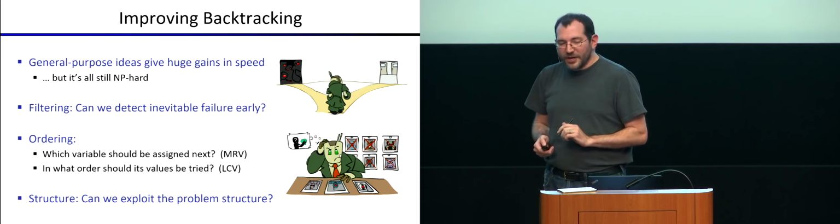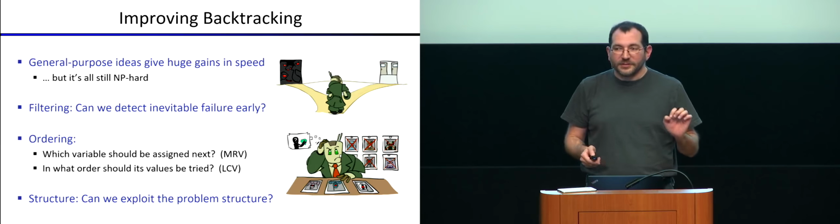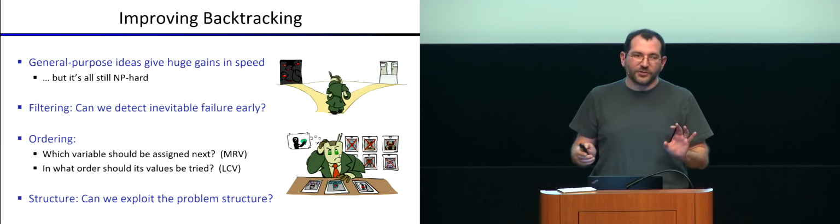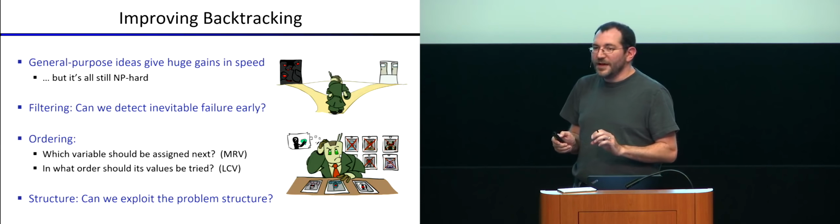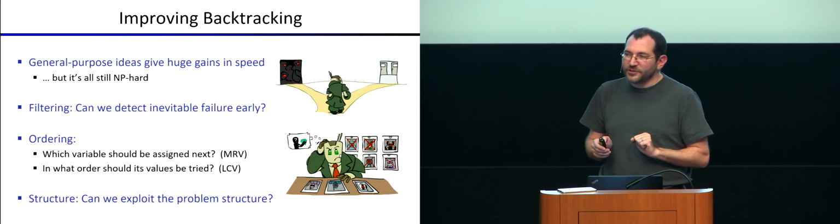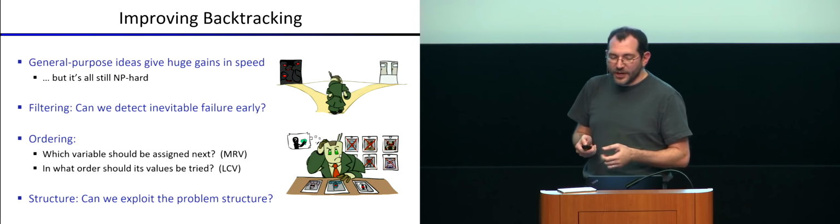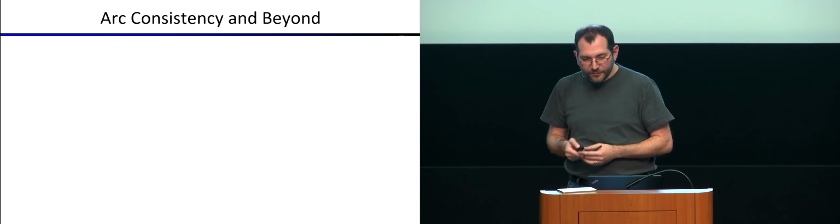The last thing that we're going to talk about today is how to exploit problem structure. That is, how to look at the graph structure of the constraint satisfaction problem and detect whether there's a special purpose algorithm that might run faster than the general purpose ones, or maybe some way to improve the graph structure, and we'll talk about these kinds of techniques today.